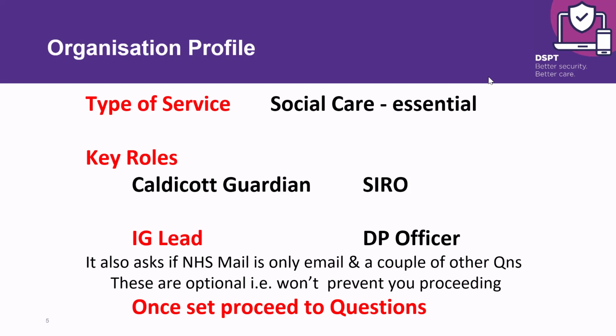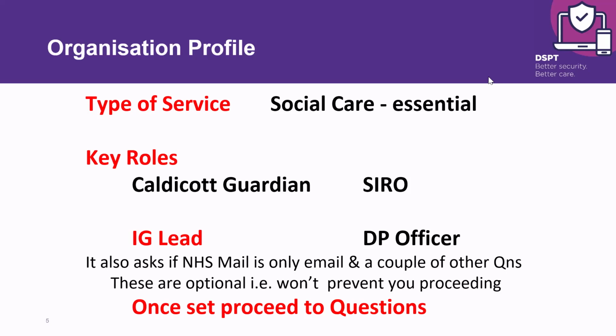It will then ask you about various key roles within your organization relating to data and cybersecurity. So it will ask you who your Caldecott Guardian is. It will ask you who your Senior Information Risk Officer is, who your Data Protection Officer is, and who your Information Governance Lead is. Now, these questions will have options next to them, and it's perfectly acceptable to leave the questions blank.